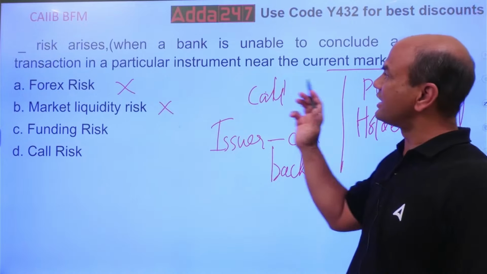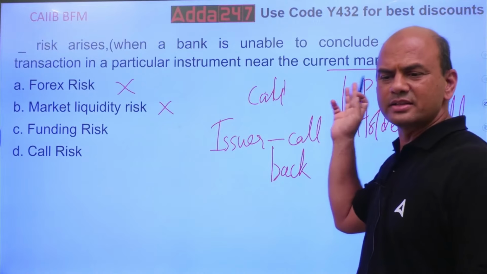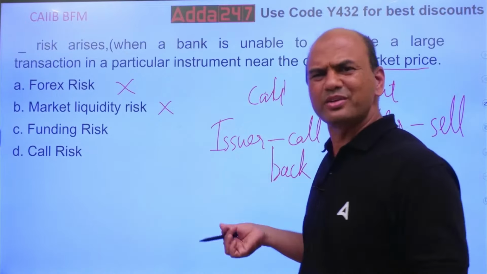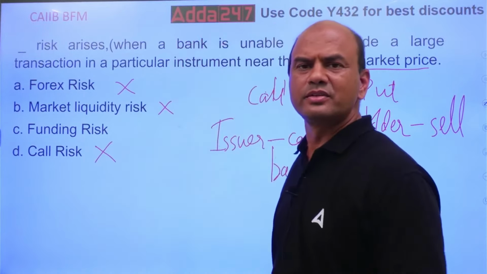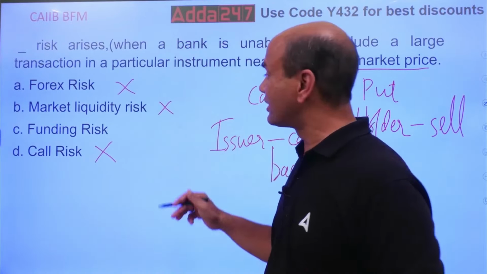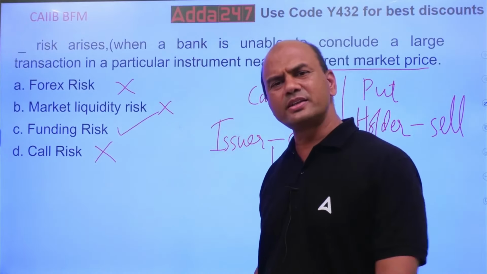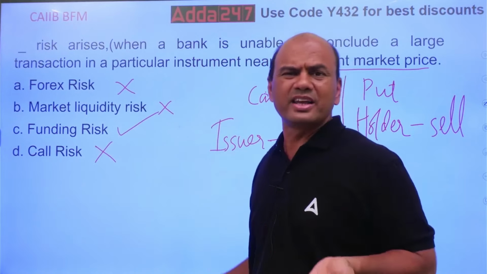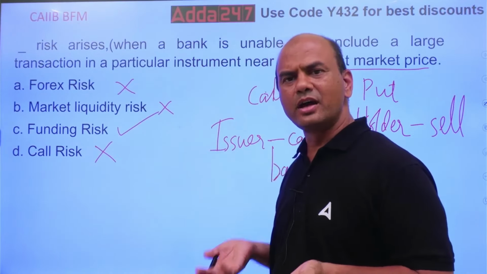So is this related in any way to being unable to sell that transaction at current market price? Not at all. This is totally different risk. Call risk and put risk are different risks. So the answer over here is funding risk. How funding risk then? Many of you will say, sir, funding risk how? I'm not able to sell. Obviously, how can it not be?